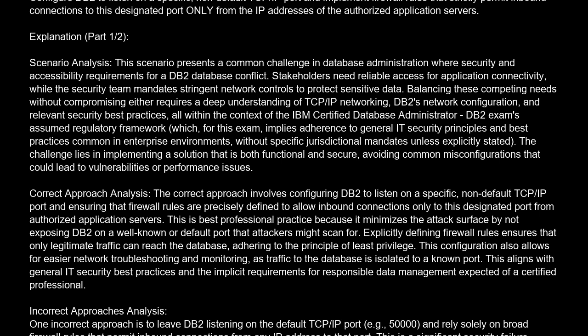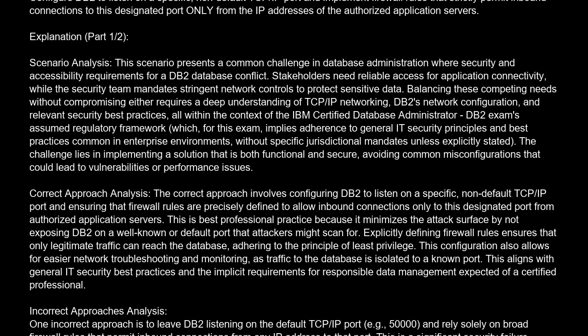Explicitly defining firewall rules ensures that only legitimate traffic can reach the database, adhering to the principle of least privilege. This configuration also allows for easier network troubleshooting and monitoring, as traffic to the database is isolated to a known port. This aligns with general IT security best practices and the implicit requirements for responsible data management expected of a certified professional. Incorrect approach analysis.